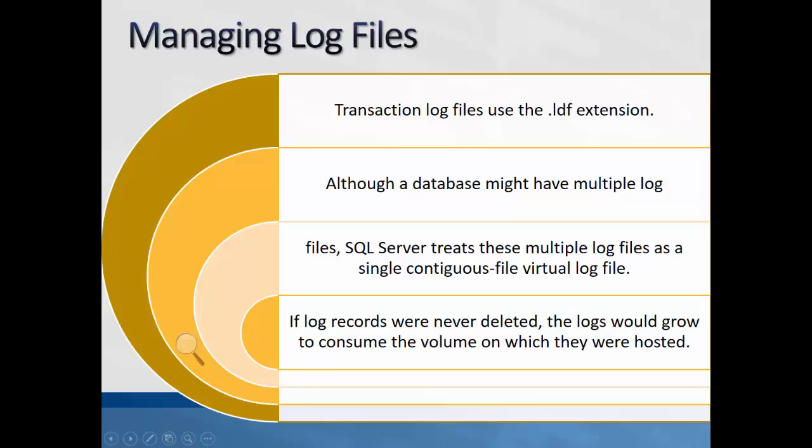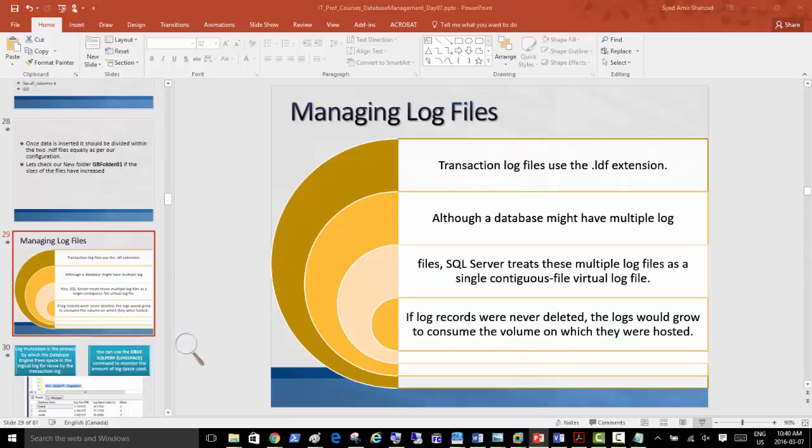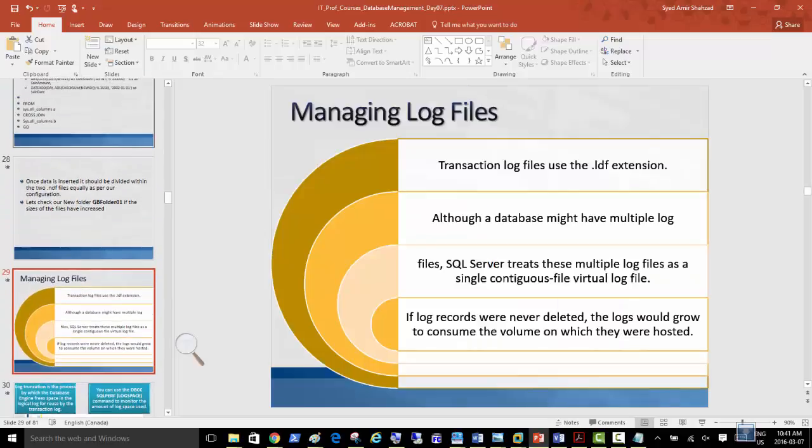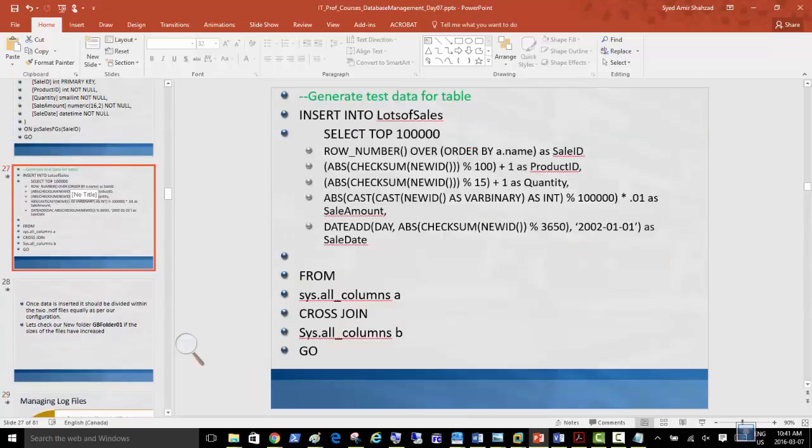If log records were never deleted, the logs would grow to consume the volume on which they were hosted. So we did talk about the log files, that they must be deleted, right? Log truncation is the process by which the database engine frees space in the logical log for reuse by the transaction log. You can use the DBCC SQLPERF(LOGSPACE) command to monitor the amount of log space used.